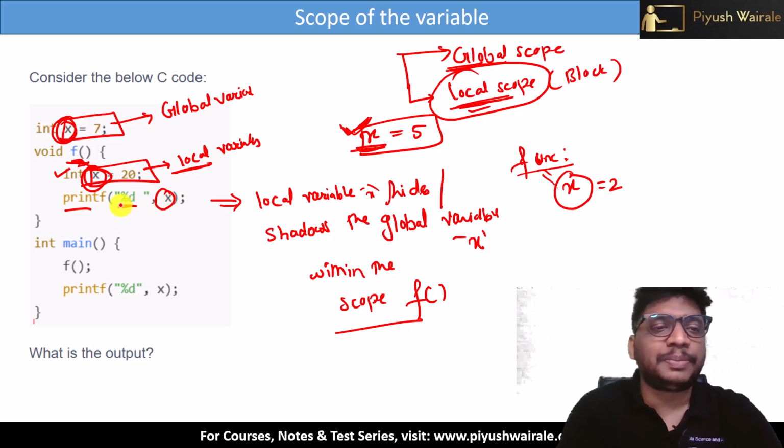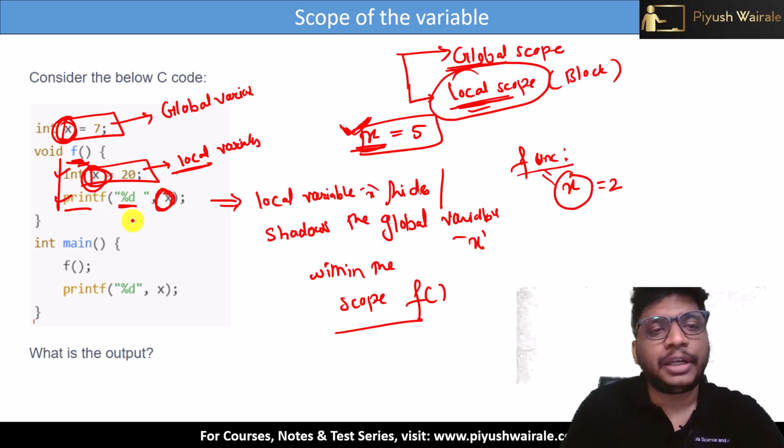Now what is the output of this particular printf statement here? So this x, what is the value of x here? This print function is inside this particular function, as we can see here. It means the value of x will be a local variable within the scope of the local function here, right?